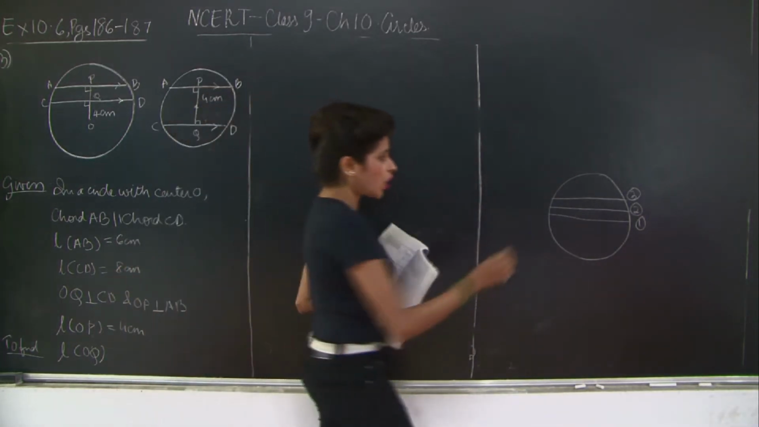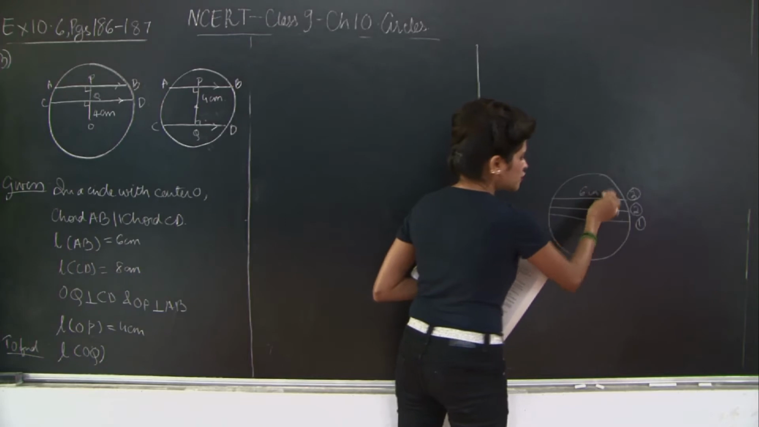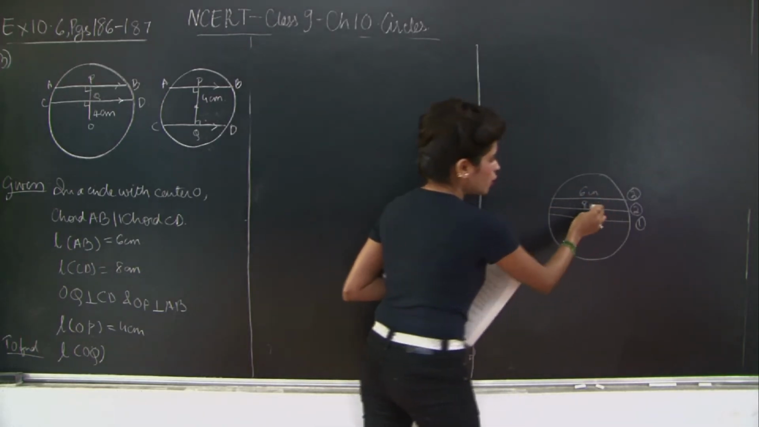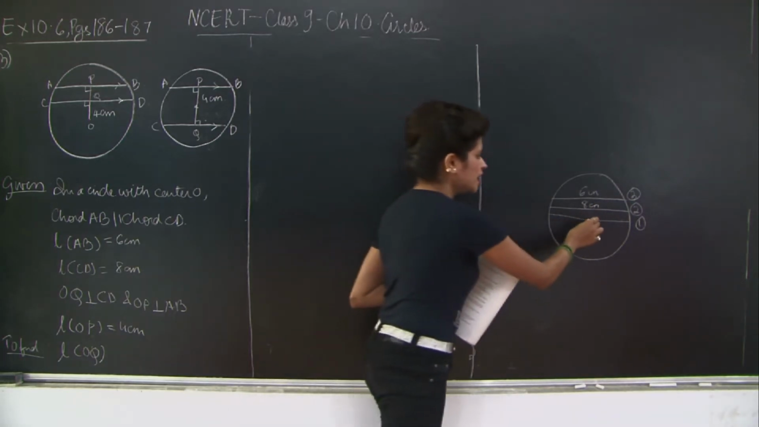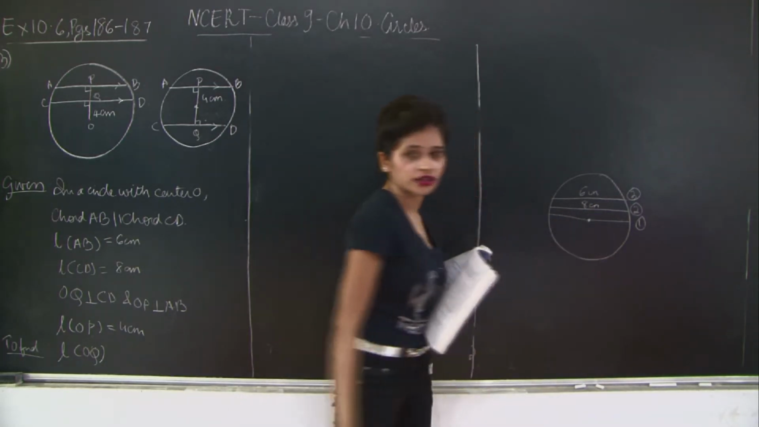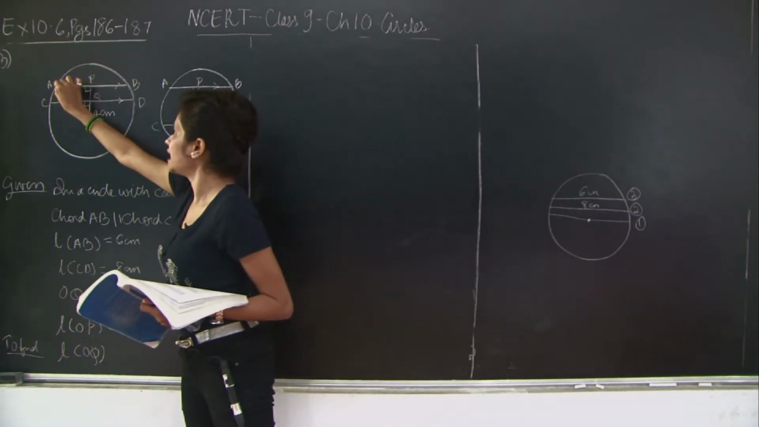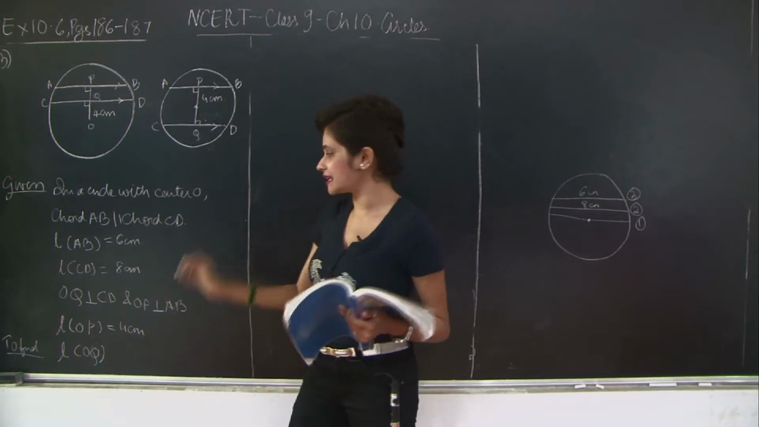So the chord of, let's say, 6 centimeters will be at the top, because this is the shorter one, and the other one will be here. So the one with 8 centimeters is going to be close to the center of your circle. That is what we've done. So the length of chord CD is 8 centimeters and the length of chord AB is 6 centimeters.